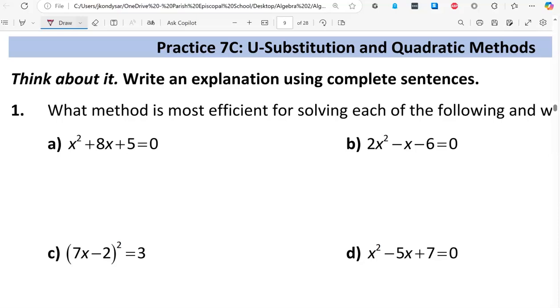This is a video walkthrough for practice 7C. In 1, we're asked what's the most efficient way to solve each of the following quadratic equations.